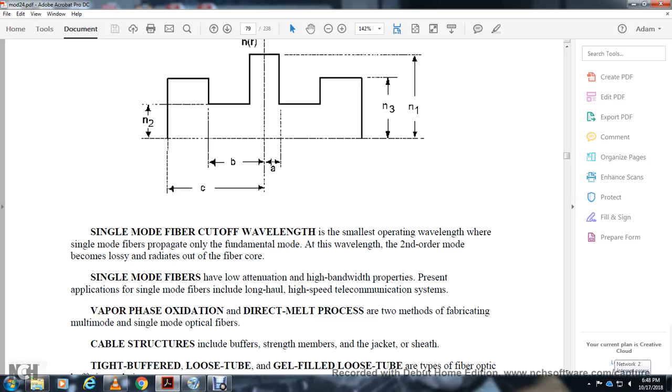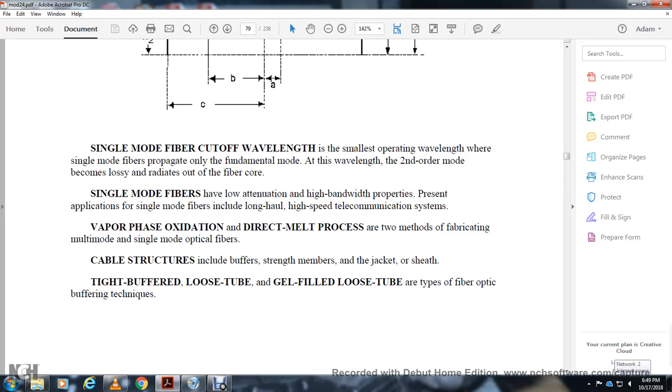Vapor phase oxidation and direct melt processes are methods of fabricating multimode and single mode optical fibers. Cable structures include the heat shrink member, the jacket and sheath, the tight buffer, the loose tube, the gas filled and gel filled loose tube, and fiber optic buffering techniques.